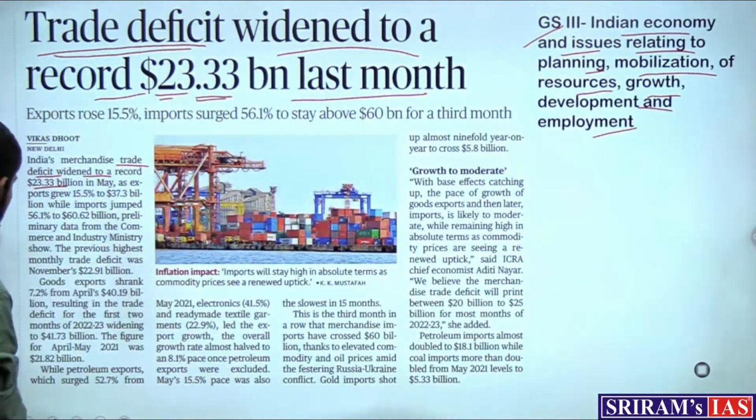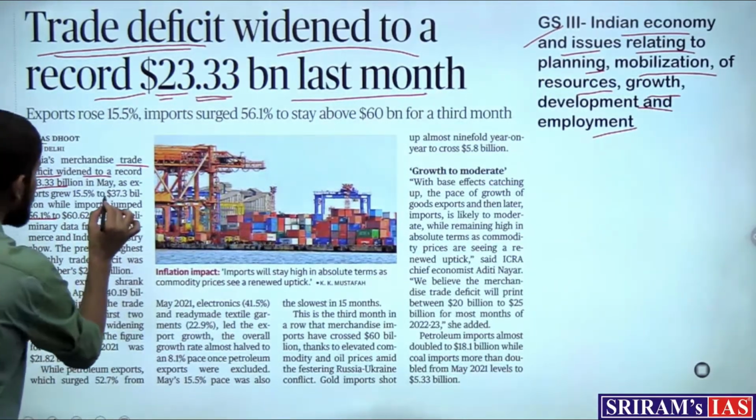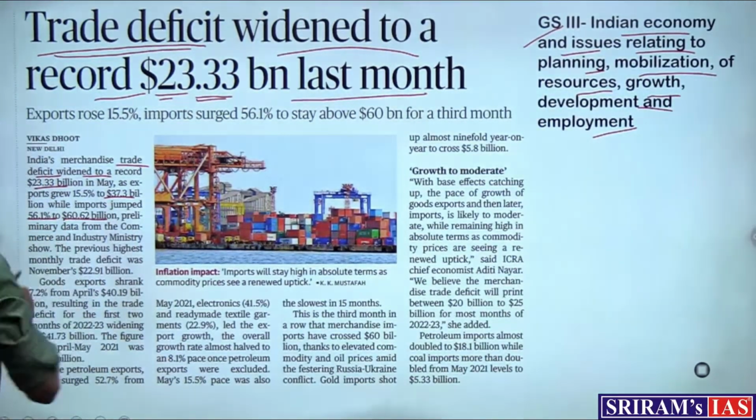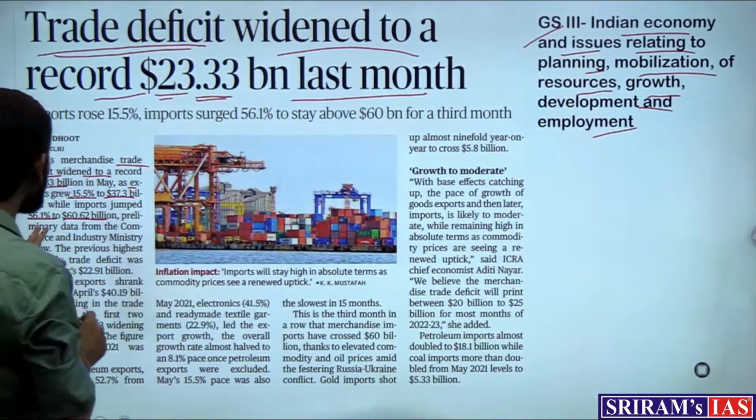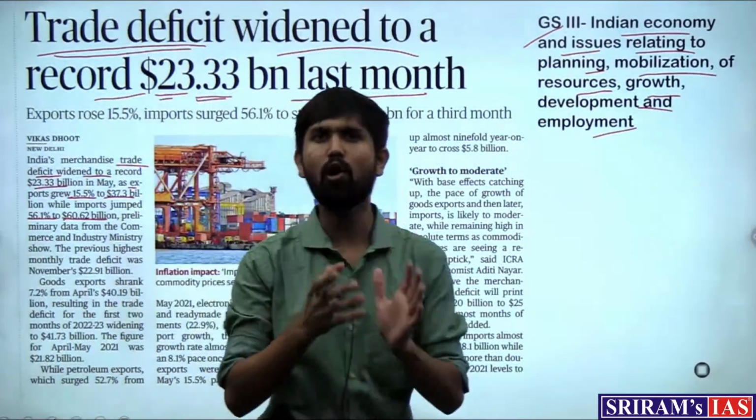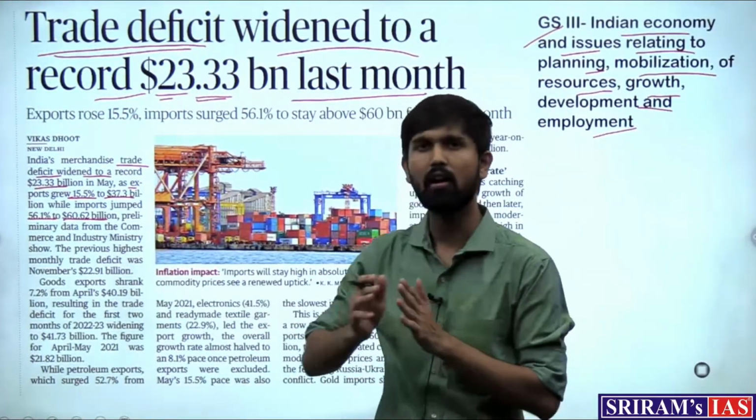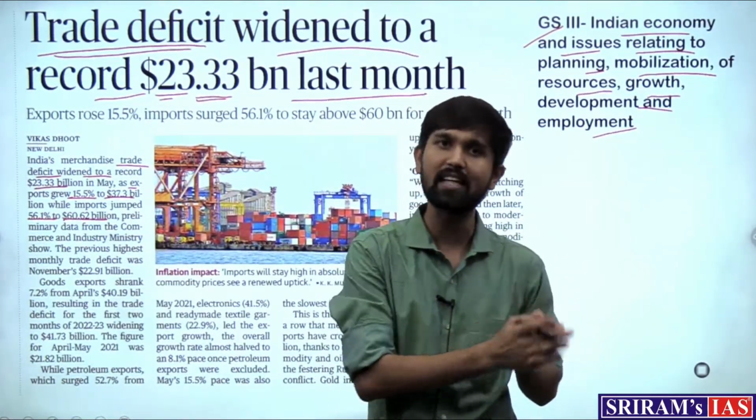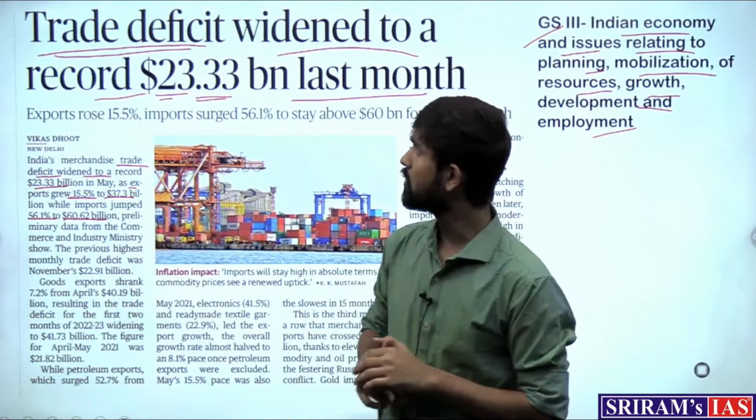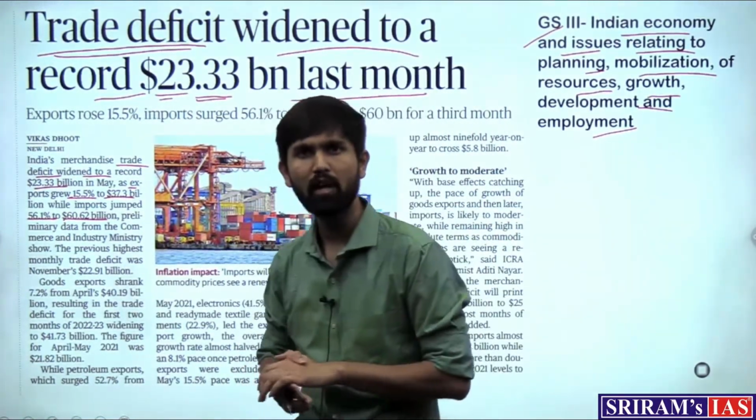The imports have jumped 56% from 37 billion to 60 billion. That's the count for imports. And the exports have only grown by 15%. Right? So this is the data which we need to look at when we talk about the trade deficit. We need to understand what is trade deficit. Like I've also mentioned before, trade deficit means the difference between the country's export and country's import. That is what is meant by trade deficit. Right? That was what was important in this article.